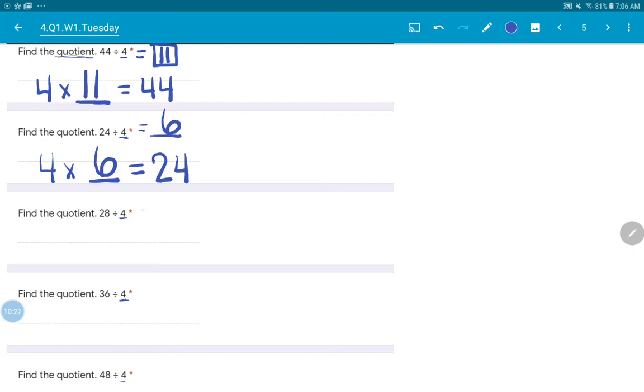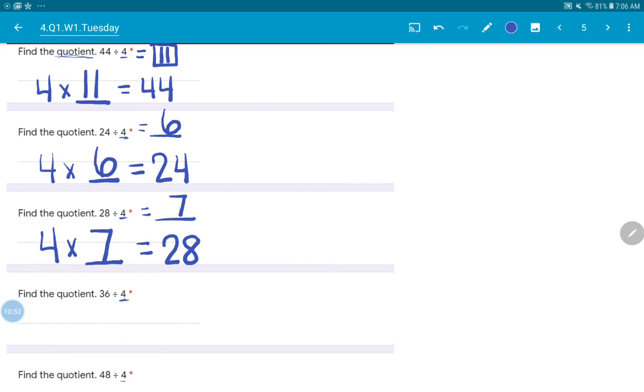The next one, you have 28 divided by 4. 4 times what number equals 28? And I know that that's 7. 4 times 7 equals 28. So 28 divided by 4 equals 7.